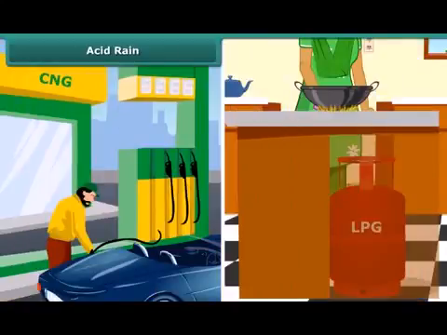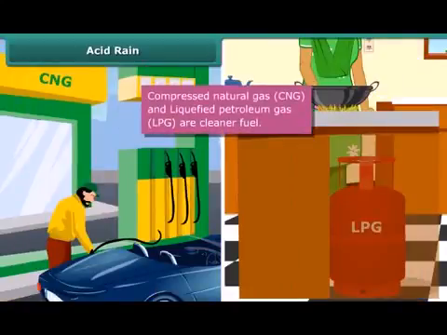Use of clean fuels like compressed natural gas, CNG, and liquefied petroleum gas, LPG, can reduce the acidity of rain.